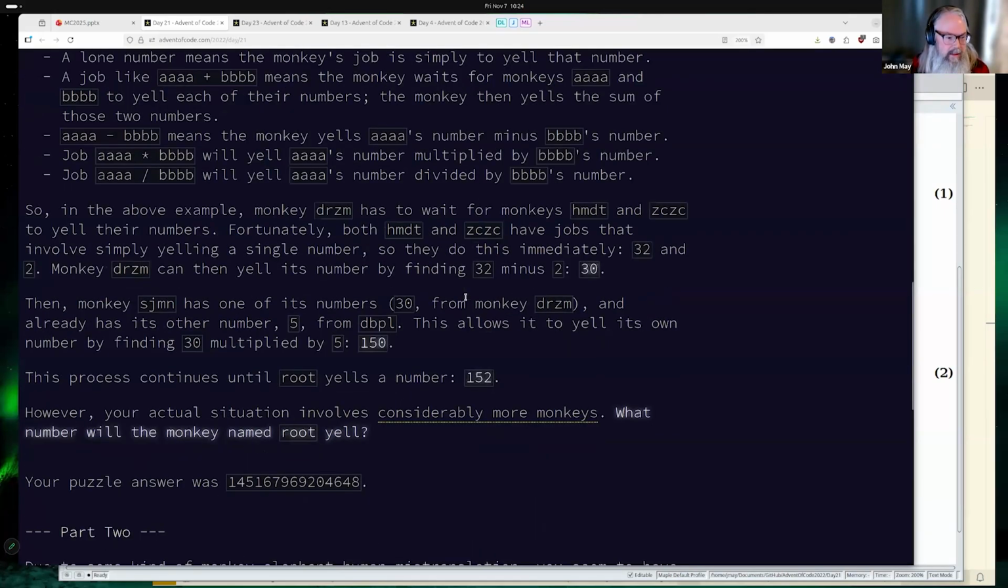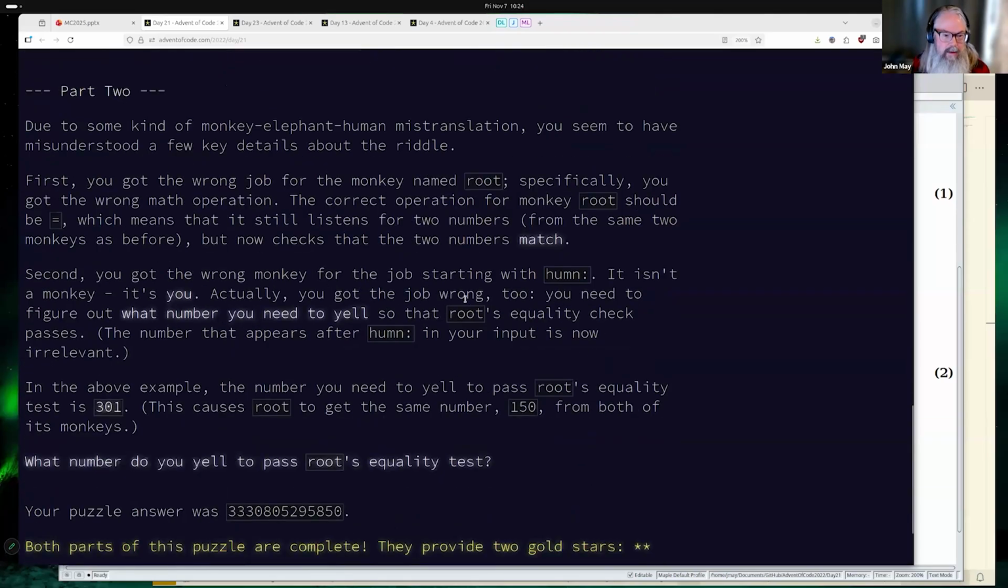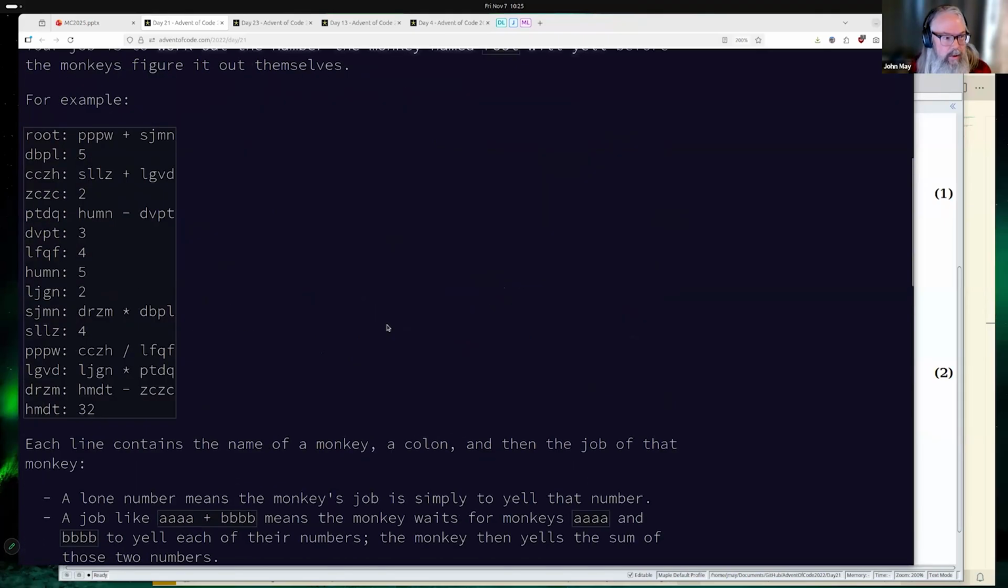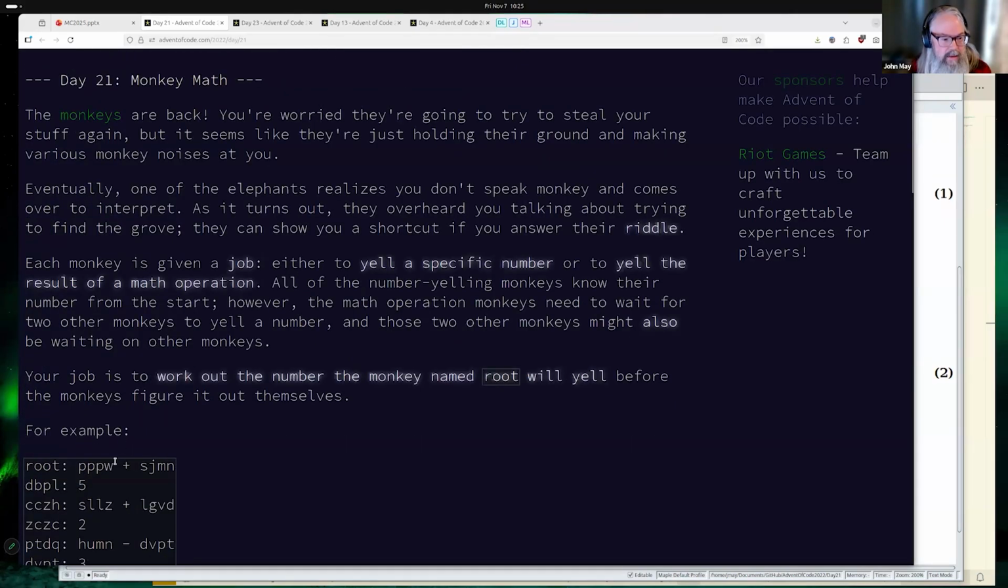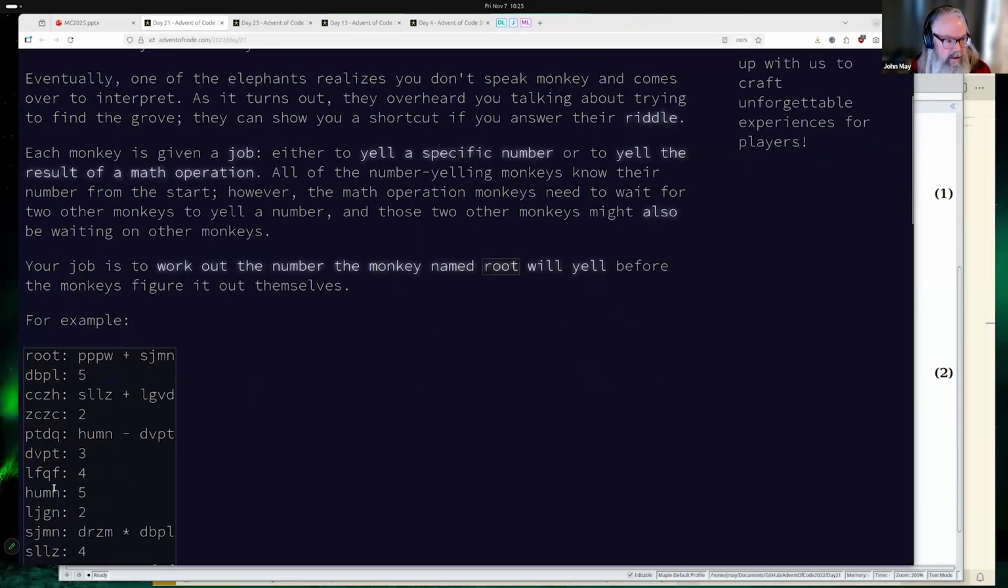That one of the monkeys on the list is actually named human, and that's you. And you have to guess what value you need to say in order to make the root monkey. So the root monkey shouldn't have said value 1 plus value 2. It should say value 1 equal value 2. So you as the human have to choose a number x so that this equation is true.